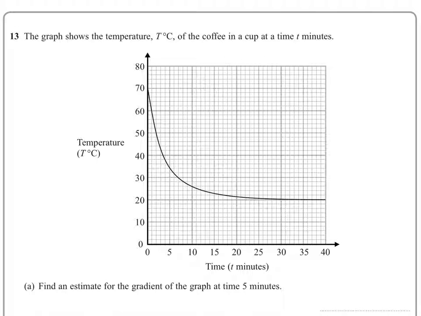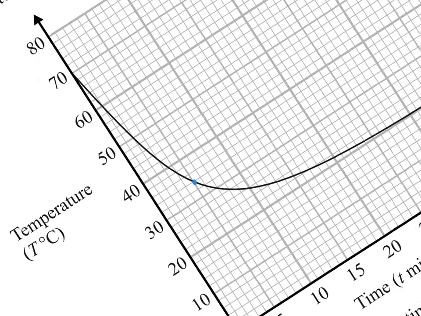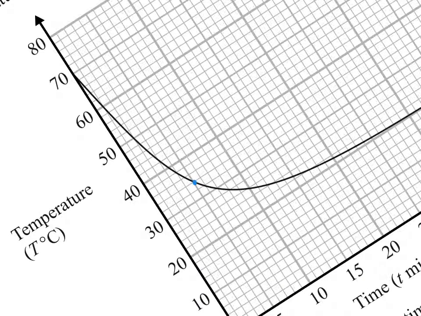Question 13. The graph shows the temperature, T degrees centigrade, of the coffee in a cup at time t minutes. We've got to find an estimate for the gradient of the graph at time 5 minutes. So if you look here at 5 minutes, we have to draw a tangent, so it can only touch the curve once at that particular point. Now there's multiple ways of doing this. This used to be on the old GCSE many years ago.